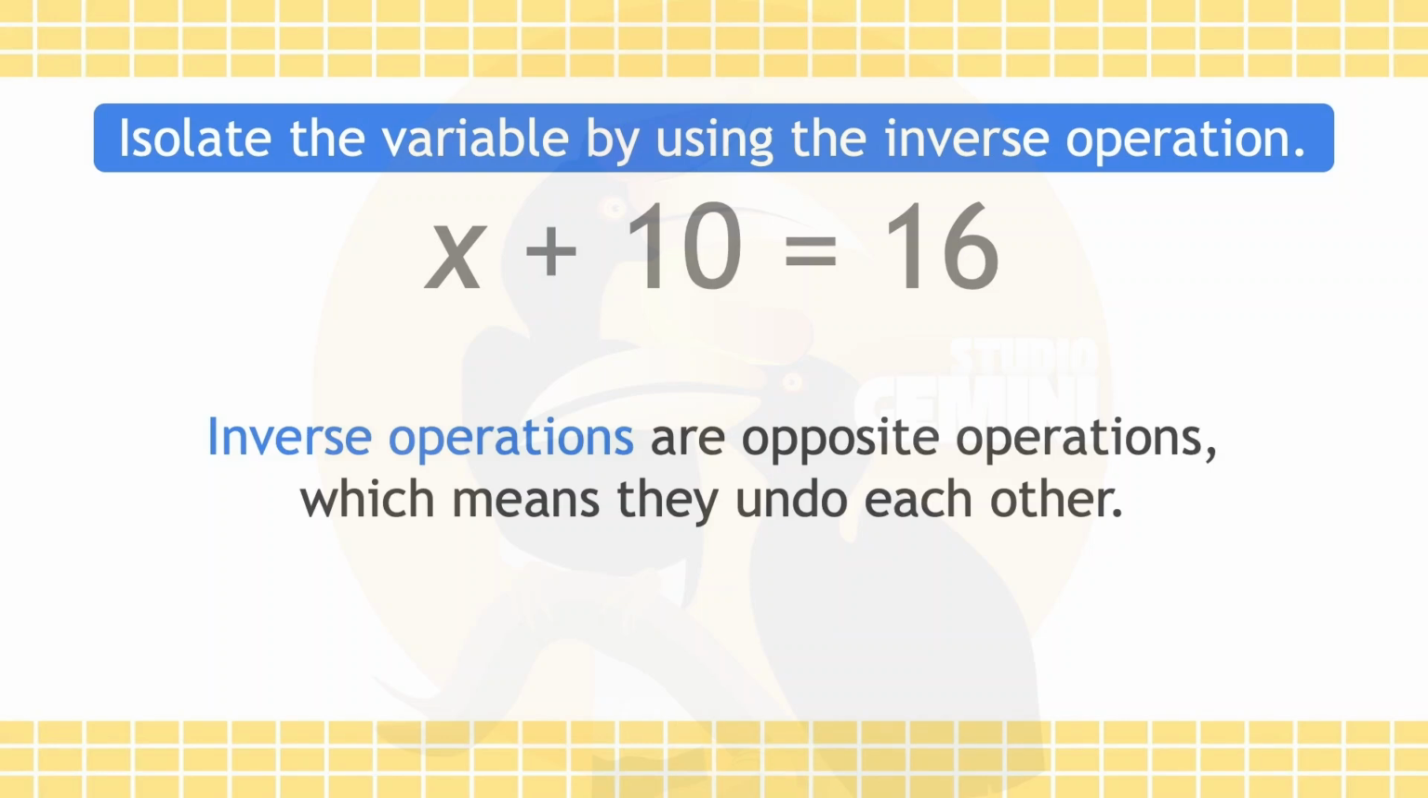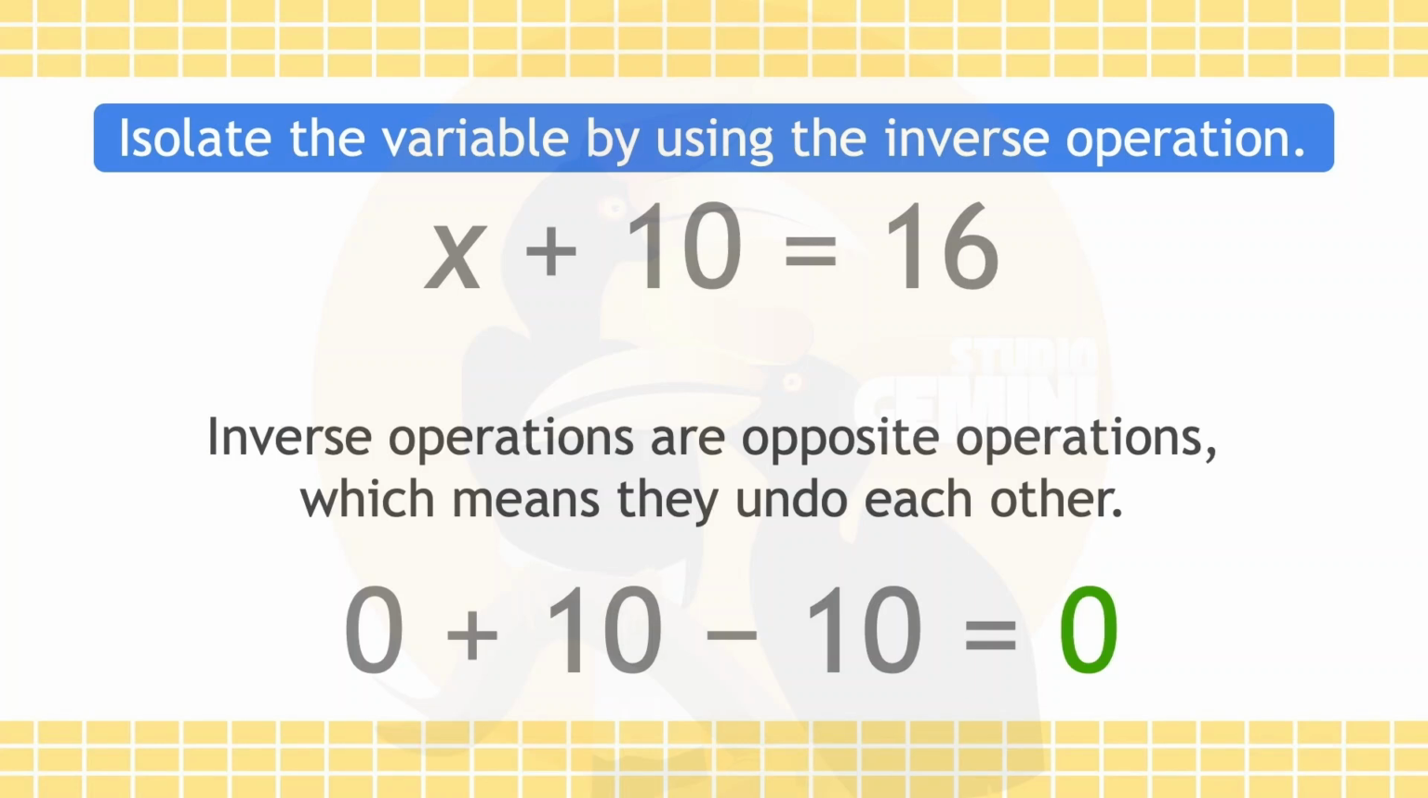Inverse operations are opposite operations, which means they undo each other. For instance, the inverse of addition is subtraction. If we start with a number like 0, add 10, and then subtract 10, we would still just have 0. So subtracting 10 cancels out or undoes adding 10.